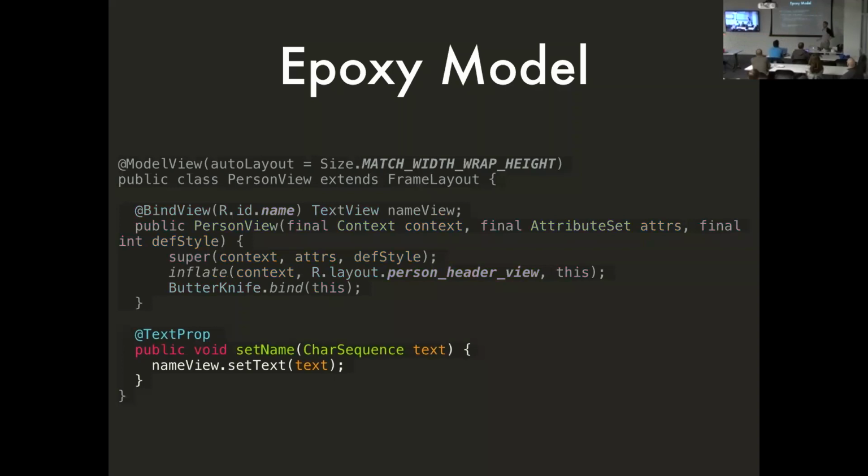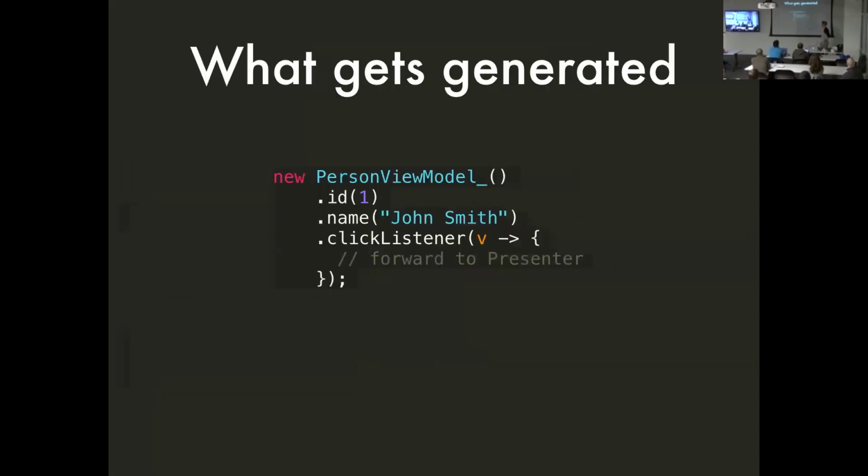So there are different types of properties. It's mostly just text property, and then anything more complicated than that, they have another one, just called model prop. That can take an arbitrary piece of data and provide a property for it. So what gets generated is this person view model class, with an underscore at the end. Every view model has an ID that you're required to set. And then for any of these property annotations you added, it'll add this name method to your view model. And potentially you could also add a click listener to it.